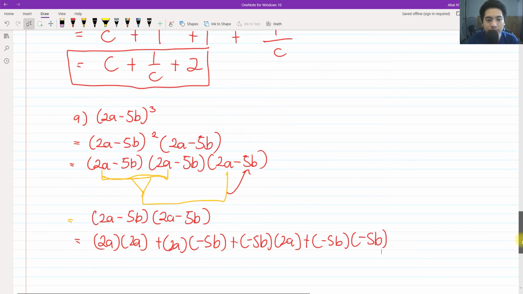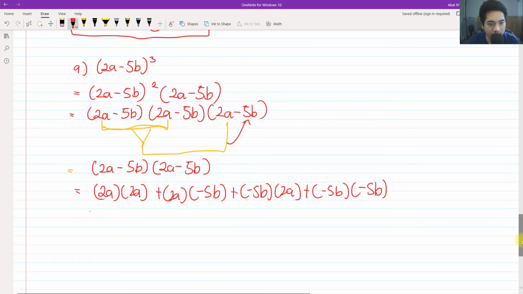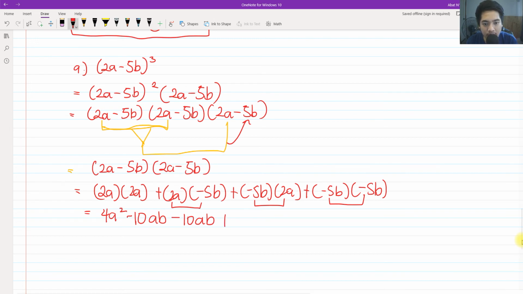Alright. So if we multiply 2a times 2a, that's 4a squared. And this would be 2 times negative 5 is negative 10ab. And this would be also negative 10ab. Then we have negative 5 times negative 5 is positive 25, times b, b times b is b squared. So we have positive 25b squared.